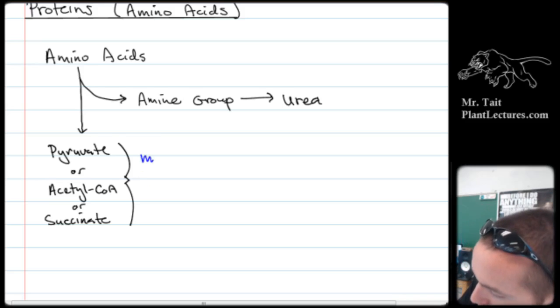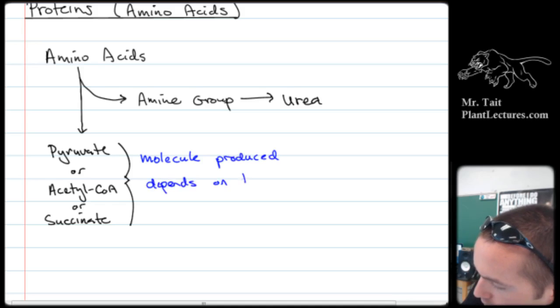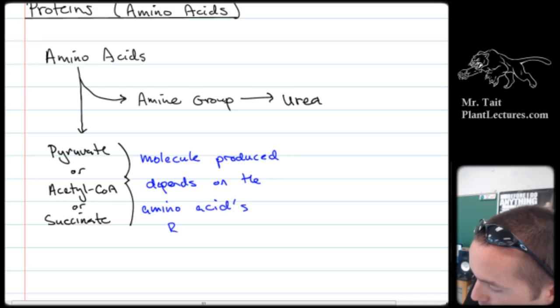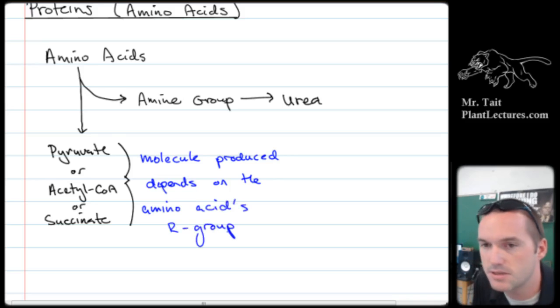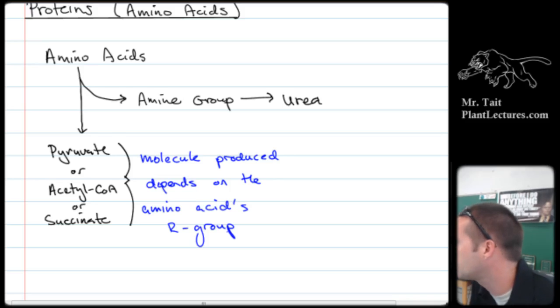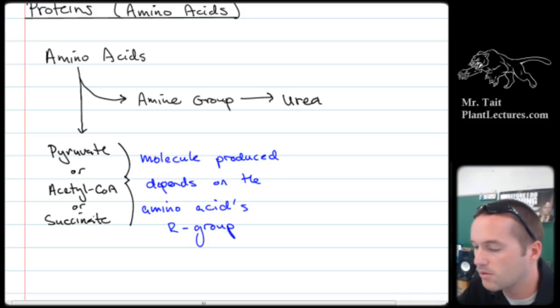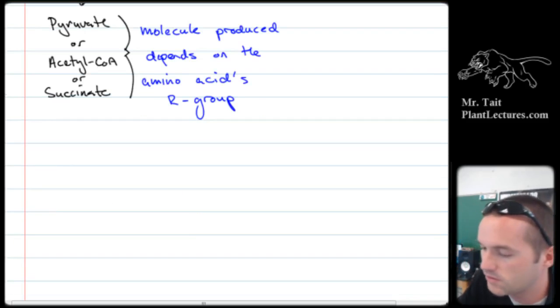So the molecule produced depends on the amino acid's R group. Right? The R group is what makes the amino acid unique. One amino acid is different from another one based on its R group. So there's 20 different R groups, and those 20 different R groups are going to fall into one of these three categories: pyruvate, acetyl-CoA, or succinate.